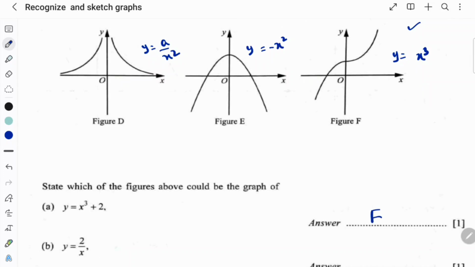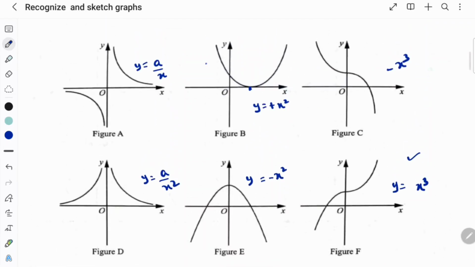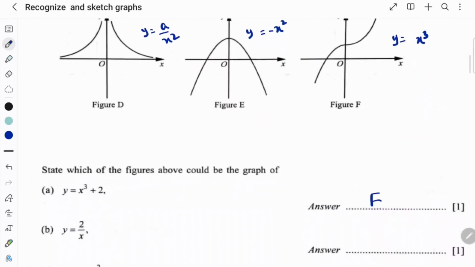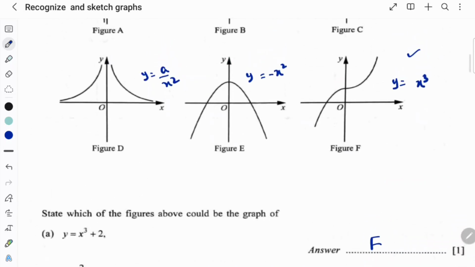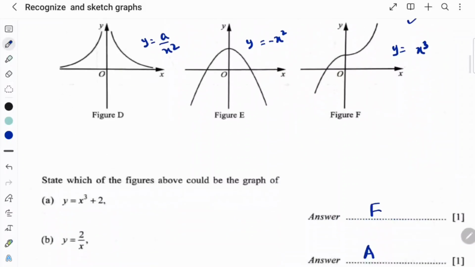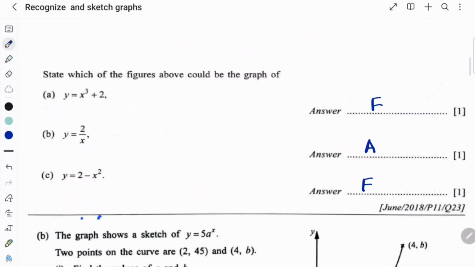2 over y is equals to 2 upon x, reciprocal positive. So obviously it is part A. We can see part A. If you remember, I've explained all the sketches of all the curves and straight lines. If you remember, then it's a very easy question. 2 minus x square, it's upside down, so we just check which one it is. That is only one, which is E part, so that is part E.